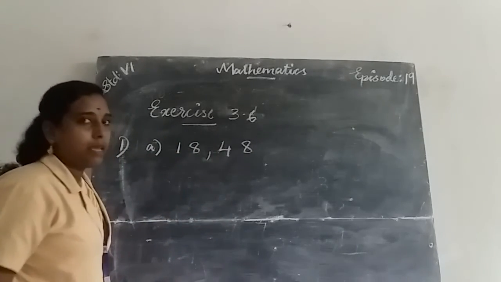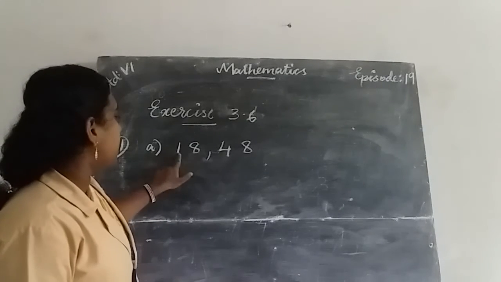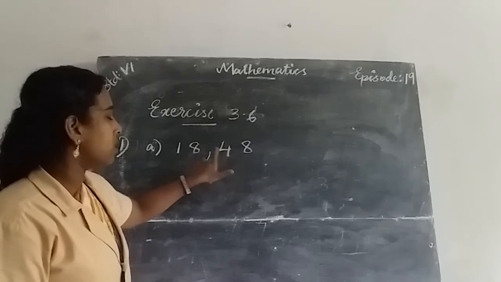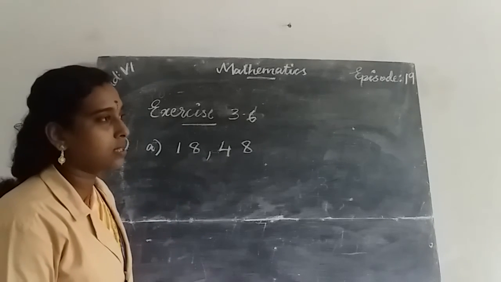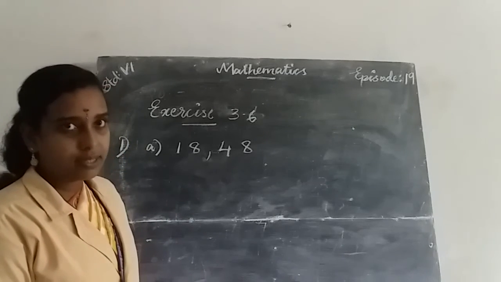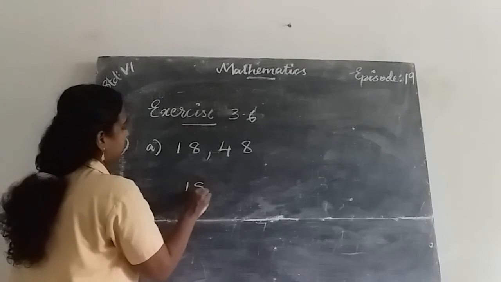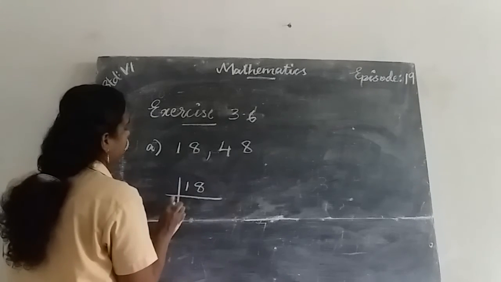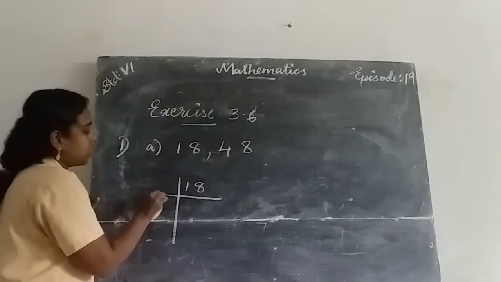So we can use any method. The first method is to find the factors separately, then find the common factors, then find the highest common factor. The next method is using the division method by prime factorization. So I use prime factorization by the division method. We write 18 and use the division method.